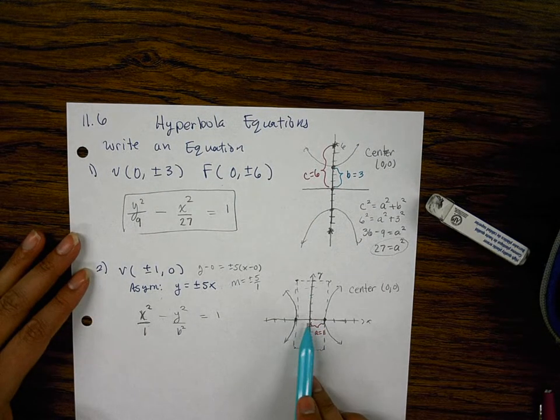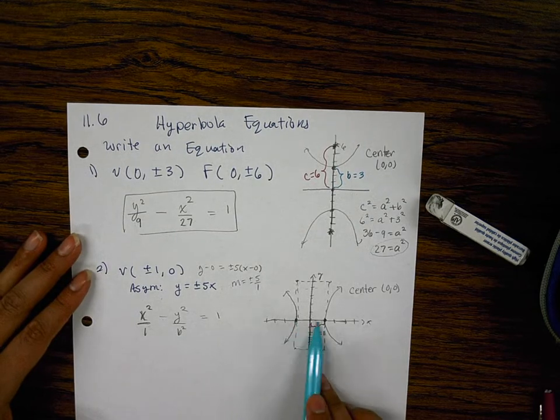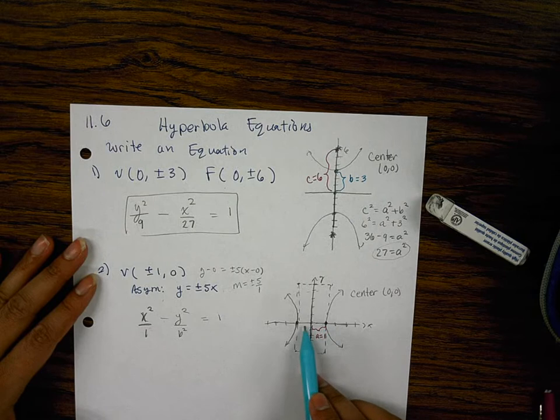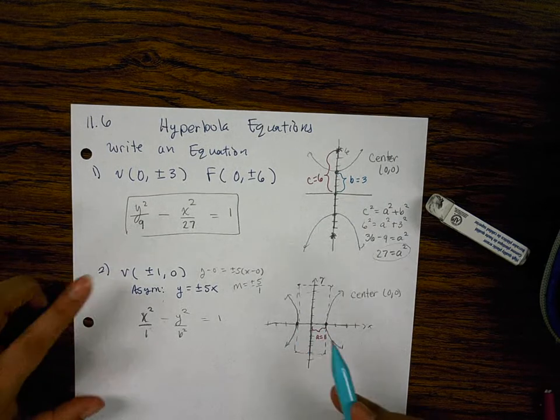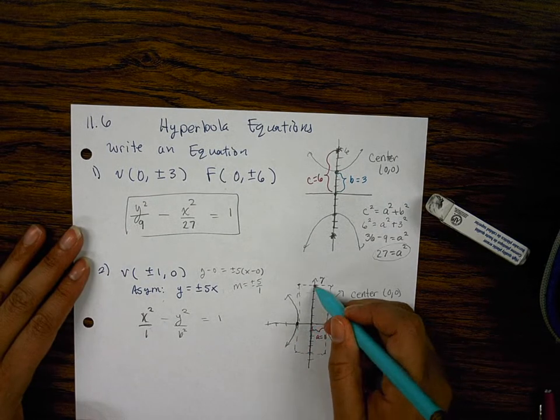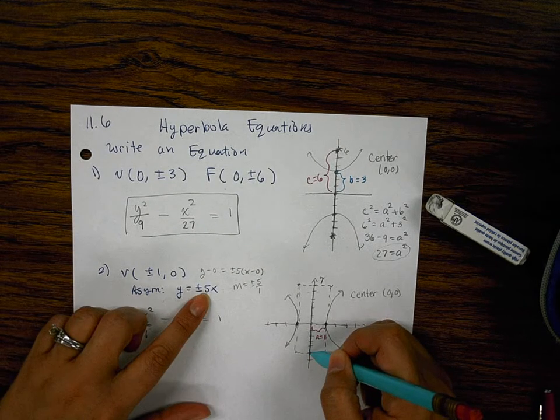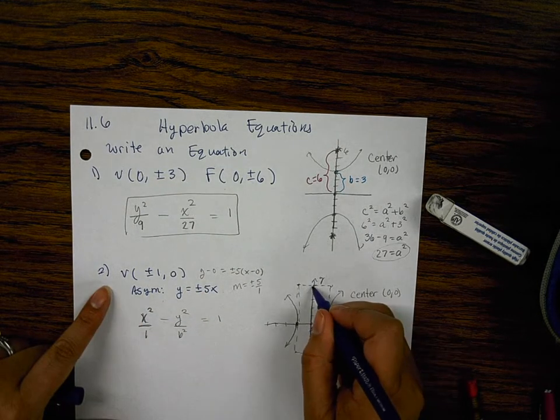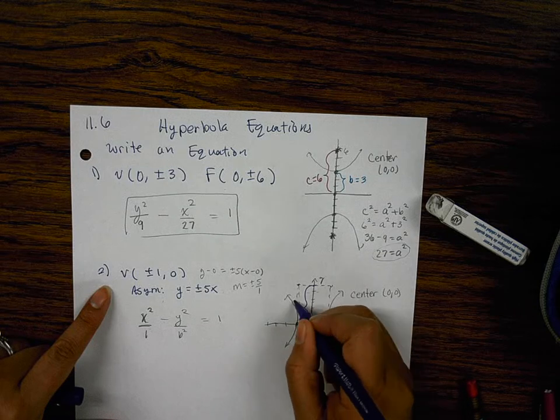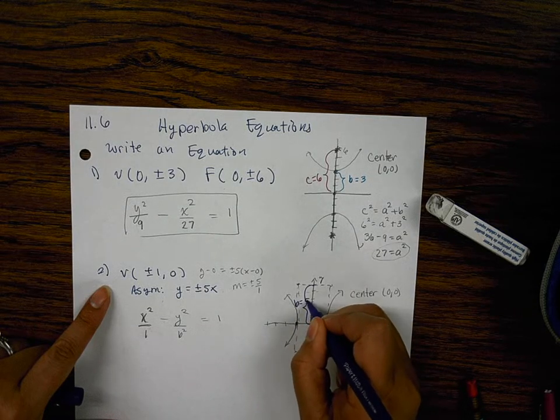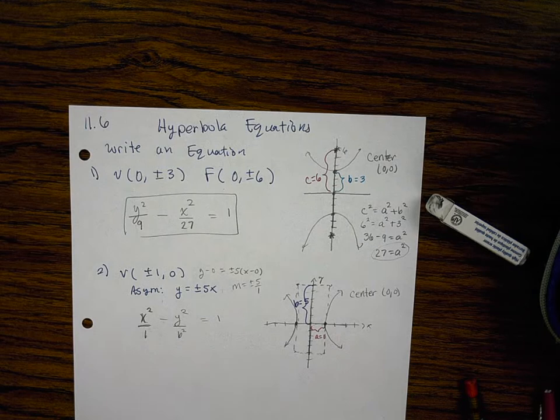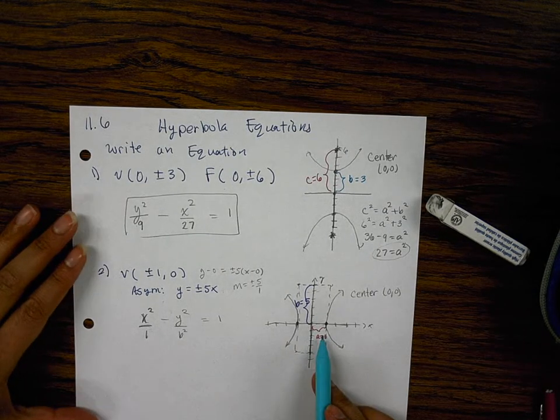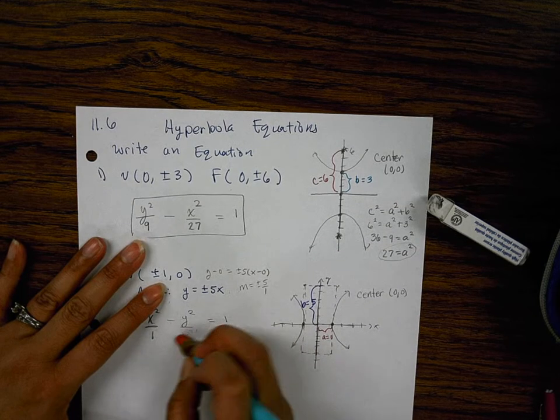From the center, remember that the right and left and up and down are your A and B values. So from the center, I went right 1, left 1. I got that from given information. And then I went up 5, down 5, and I got that from the slope, which means that this value right here, which is your B, because it's going up and down, is 5. B is 5. And why is B 5? Because it's going up and down, and A goes right and left, which means 5 squared is 25.